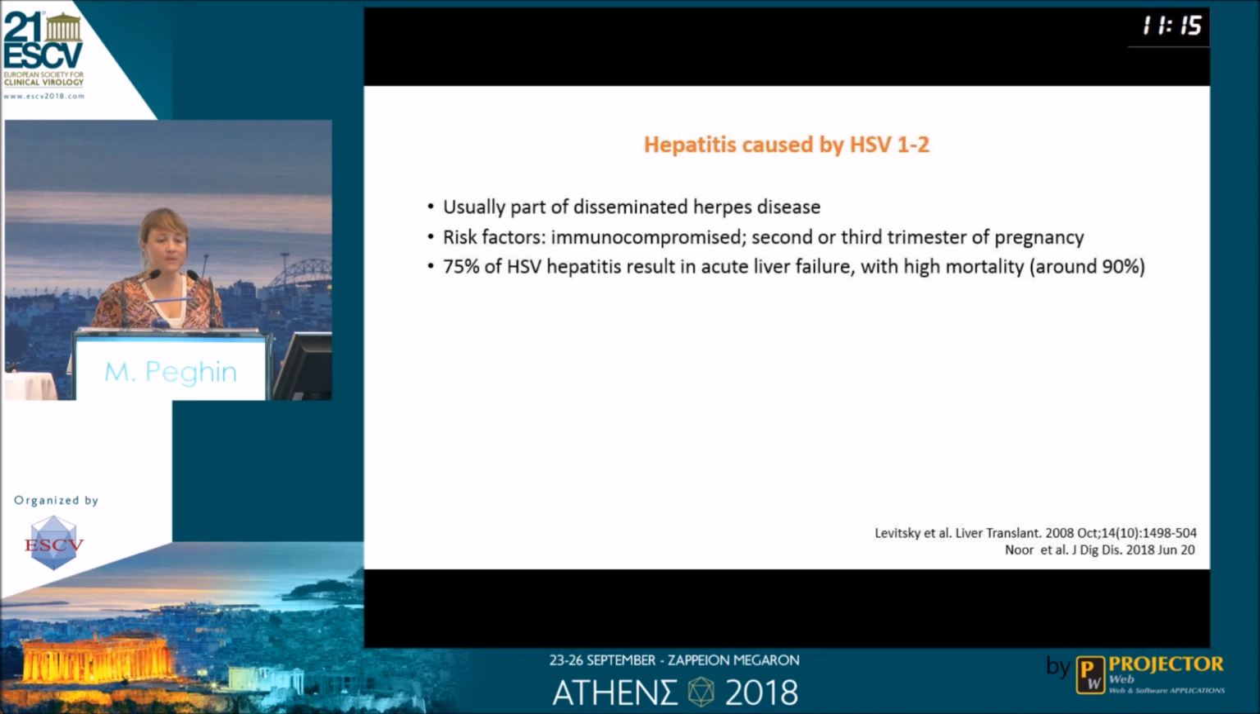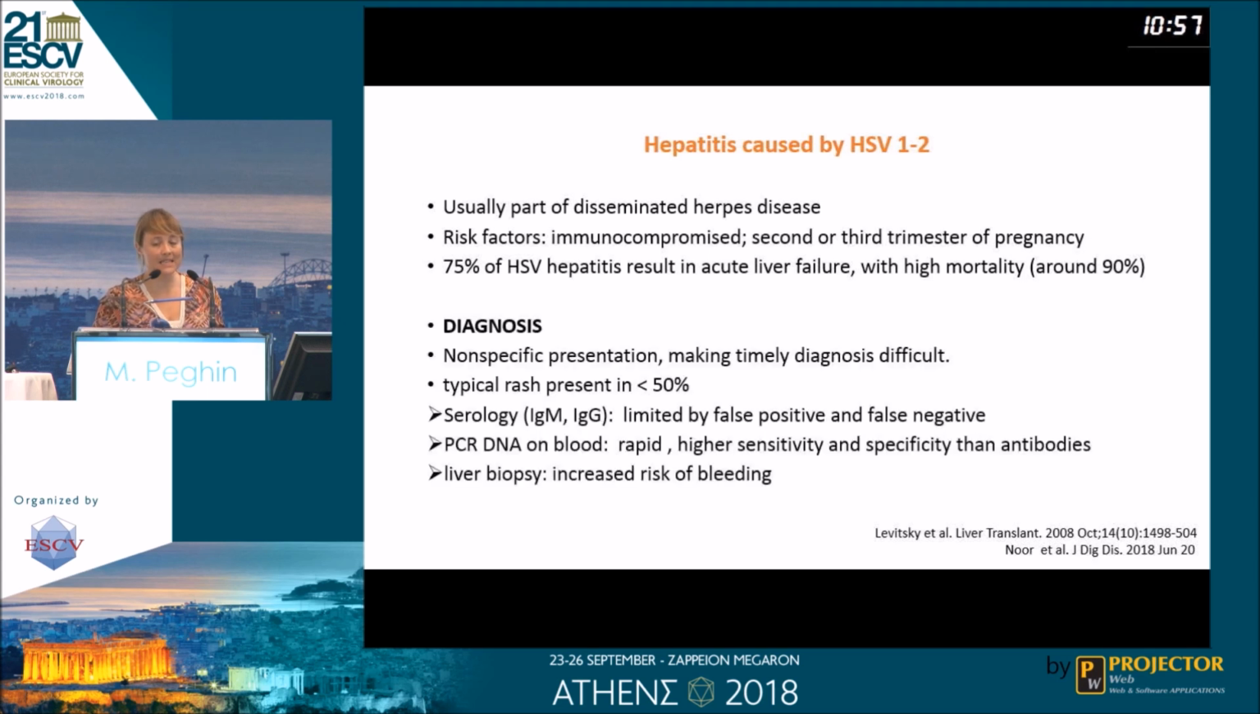In relation with herpes 1 and 2 hepatitis, we have to say that this is a very severe disease, mainly affecting immunocompromised and pregnant women. It is usually a severe disease that produces liver failure with a very high mortality.